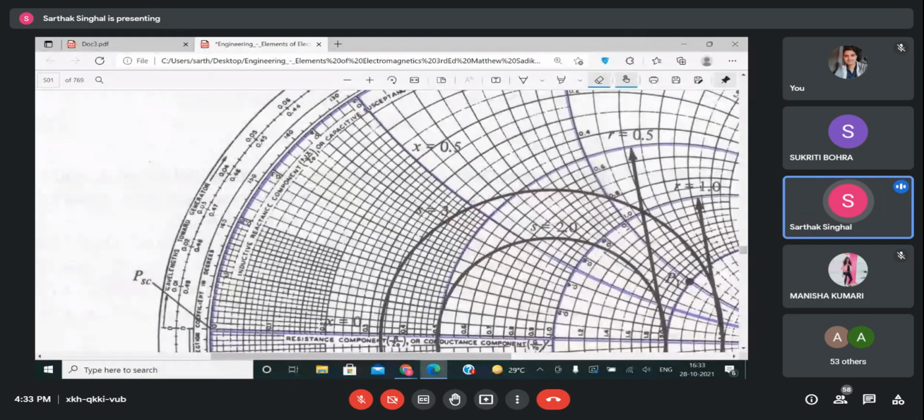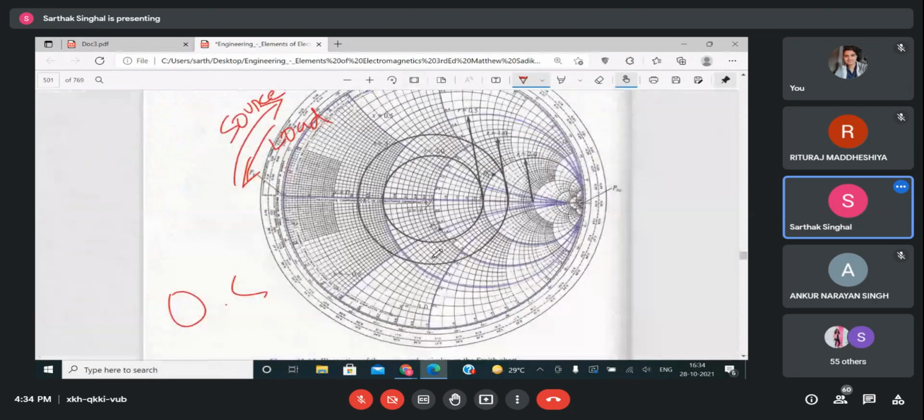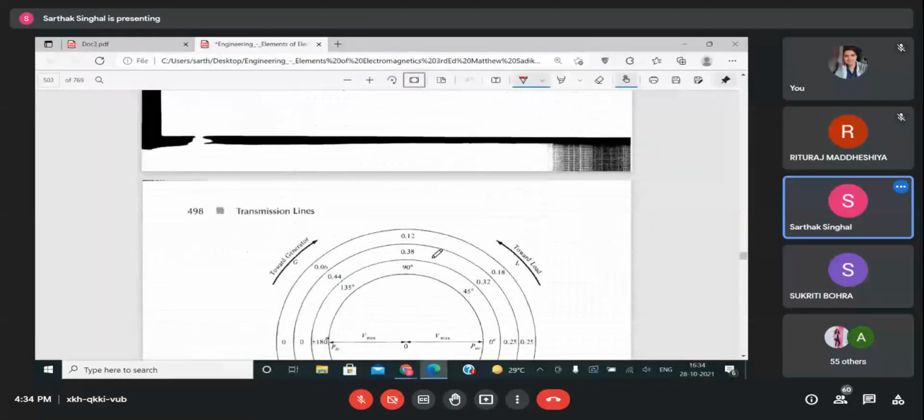See here from the PSC point, that is a short circuited point, you can see that if you are moving in the clockwise direction, then you are moving towards the source. And if you are moving in the counterclockwise direction, then towards the load.